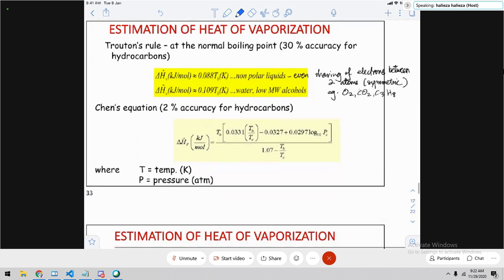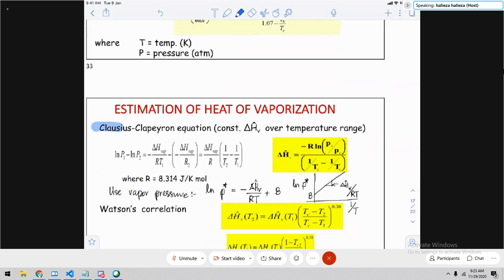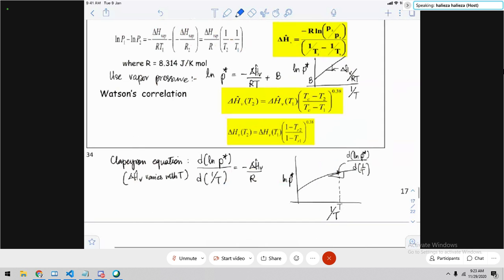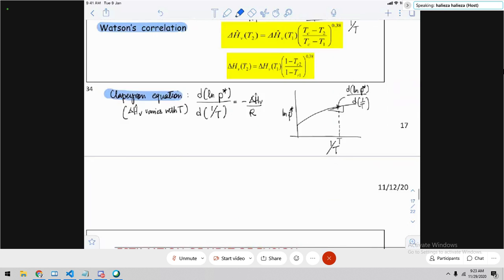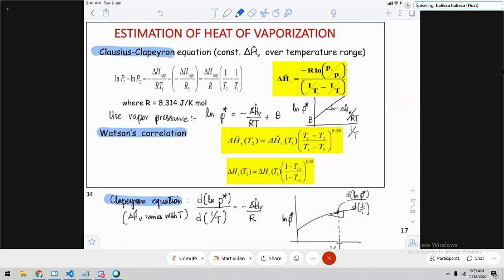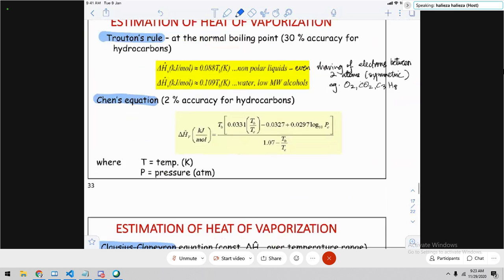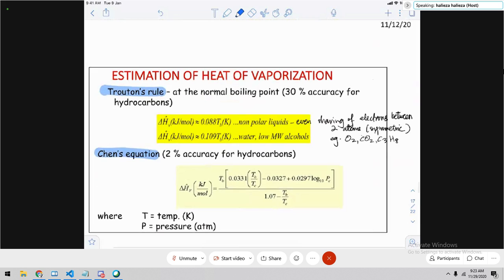You have Trouton's rule, you have Chen's equation, you have the Clausius-Clapeyron equation, you have another equation which is the Clapeyron equation, if I'm not mistaken. I don't have it written down here. Oh yeah, there. Clapeyron equation, and you have the Watson equation. So these are the equations that you can use to estimate your latent heat of vaporization. Okay, so let's look at it one at a time.